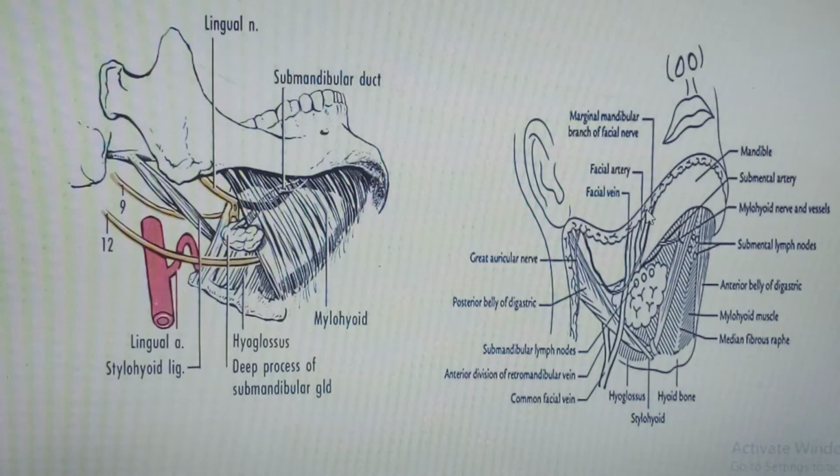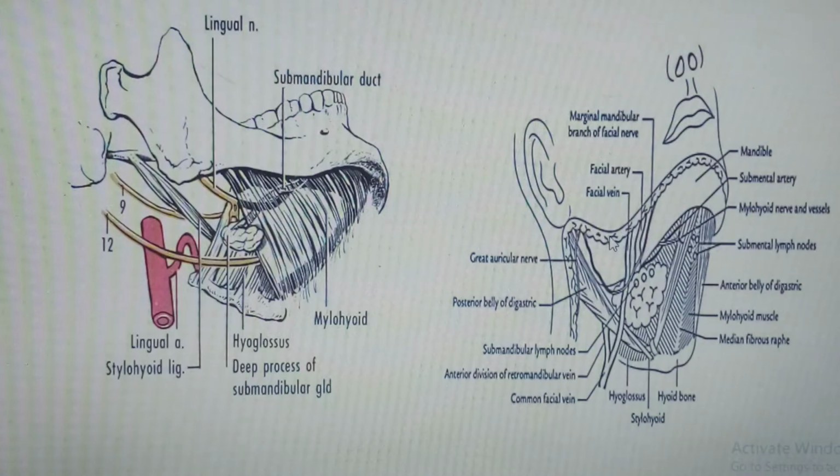Why is it very important that we talk about the marginal mandibular branch of the facial nerve? Because it is related more to the submandibular gland. It will leave the anterior inferior aspect of the gland. Assuming the gland is here, and this is the lymph nodes, then leaving the anterior inferior aspect of the submandibular gland, it passes onto the marginal aspect of the mandible.